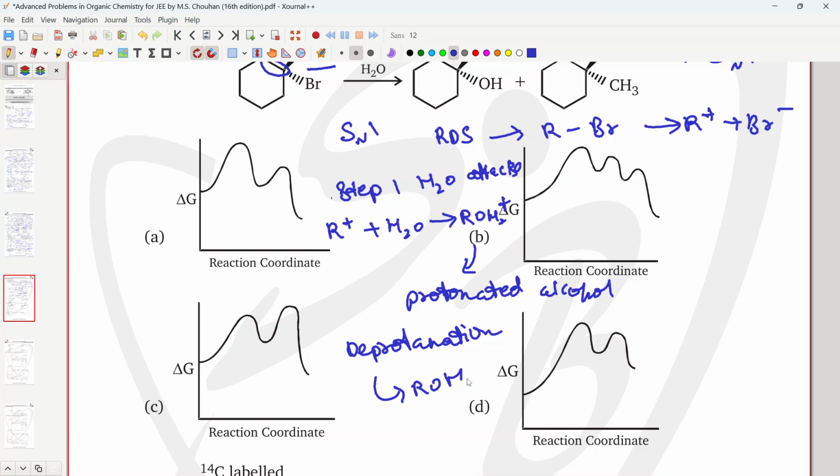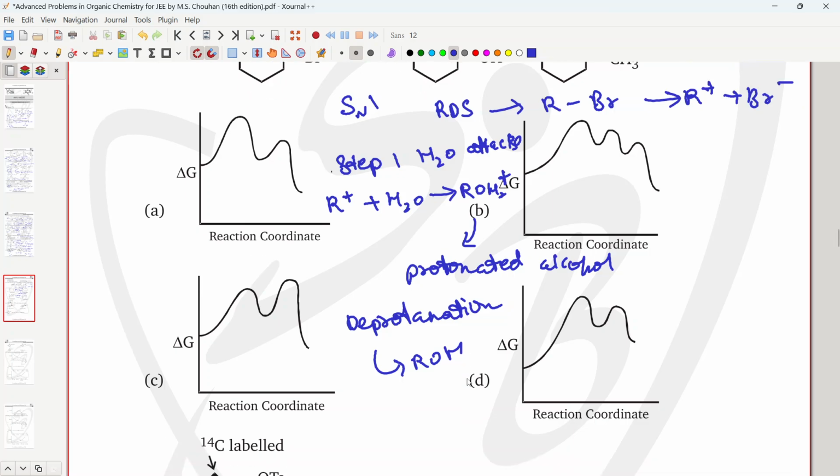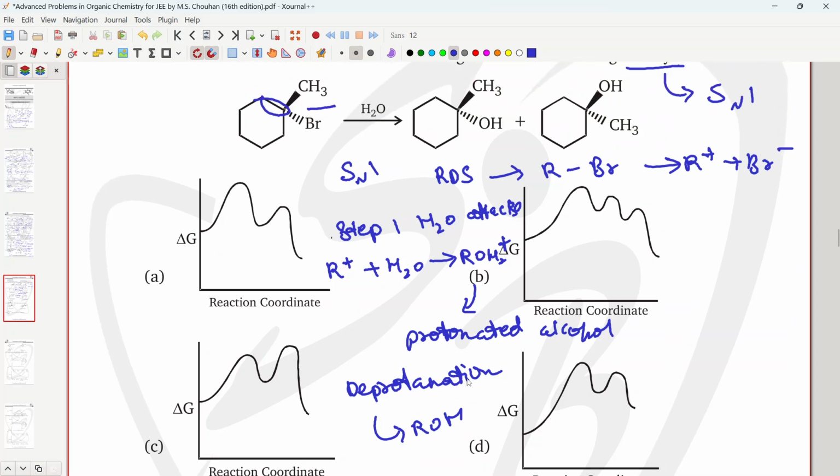So, how many transition states are there? Each elementary step has one TS. Ionization is TS1, water attack is TS2, deprotonation is TS3. So the energy diagram must have three peaks and two intermediates. And which has the highest peak? TS1 greater than TS2 greater than TS3. So that means the first peak has to be the highest.